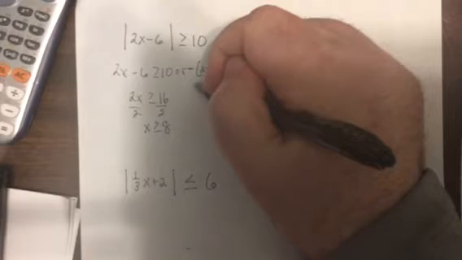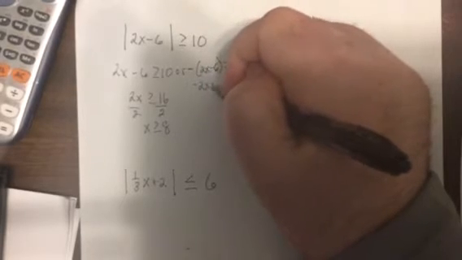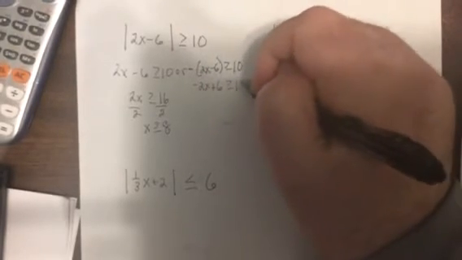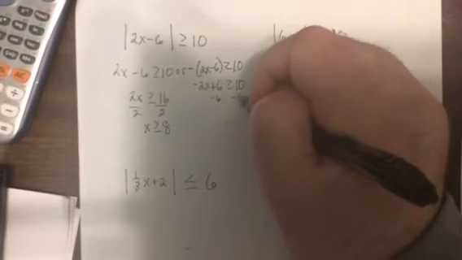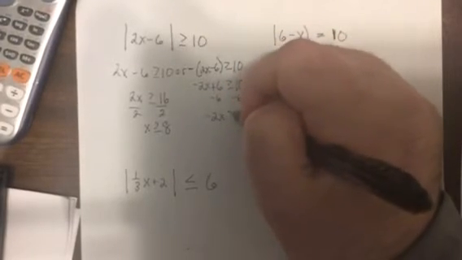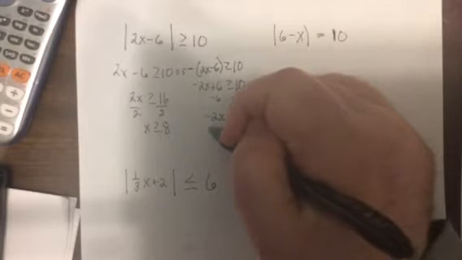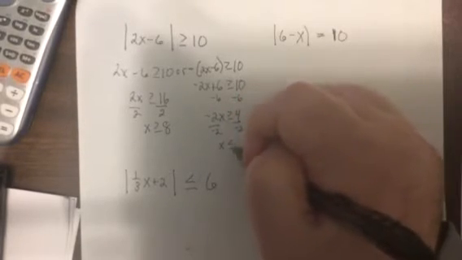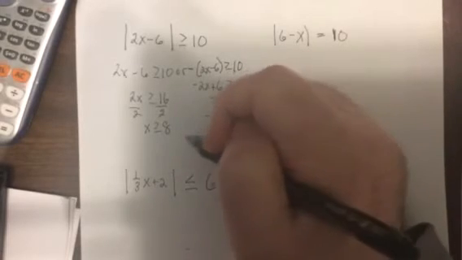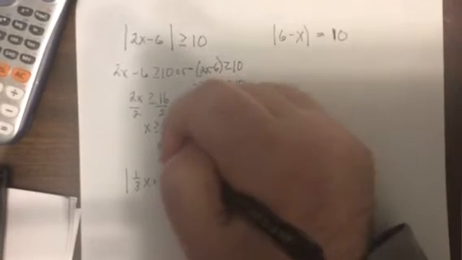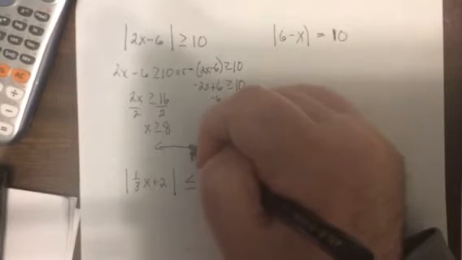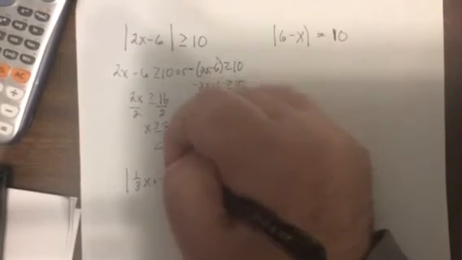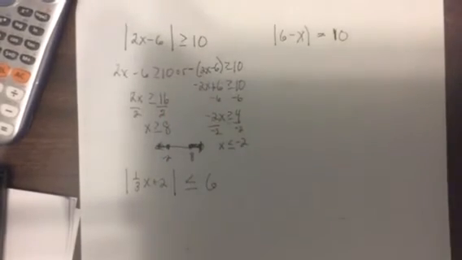This one, I'm going to take the opposite of everything inside of parentheses. I'm going to subtract 6. Then I'm going to divide both sides by -2. So x would be less than or equal to -2. So my answer, since it's an OR, would be greater than or equal to 8, or less than or equal to -2, if I didn't make a big dumb mistake.